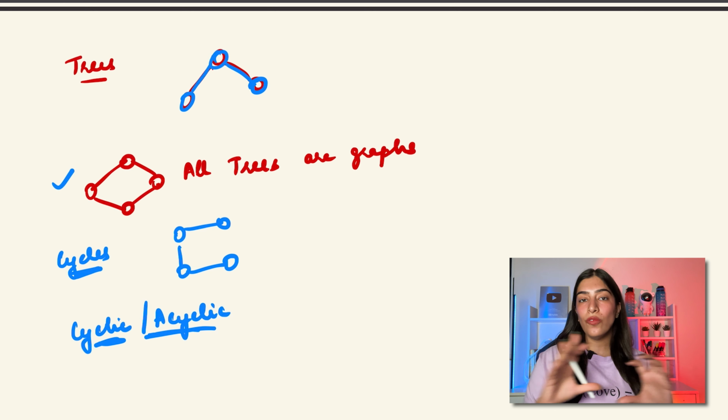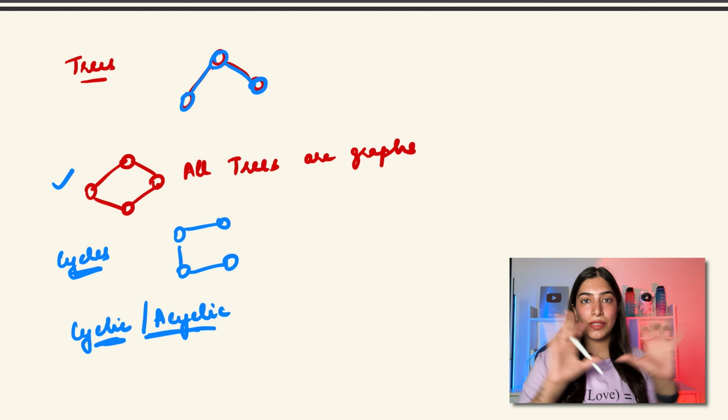Basically, a tree will never have any cycles. Graphs may or may not have cycles. A tree is a special kind of graph. All trees are graphs, but not all graphs are trees. Simple stuff. We discussed that graphs represent relationships like cities or social media.